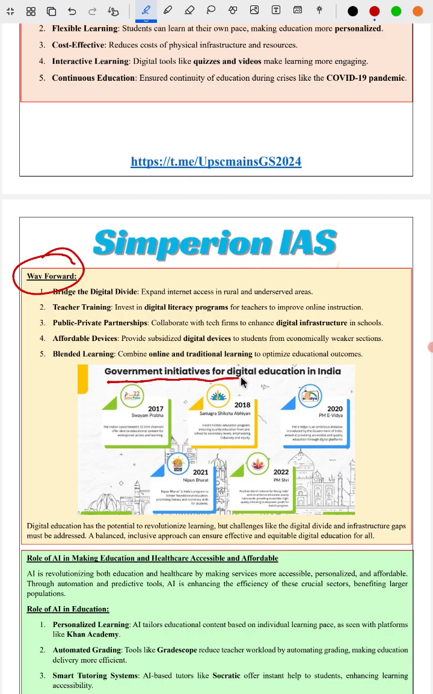We have given the way forward, what India can do, and also we have covered in a pictorial format what are the government initiatives regarding digital education in India. Government initiatives: the Swayam Prabha portal, Samagra Shiksha Abhiyan, PM E-Vidya, PM Shri, Nipun Bharat. We have covered 5 important schemes.